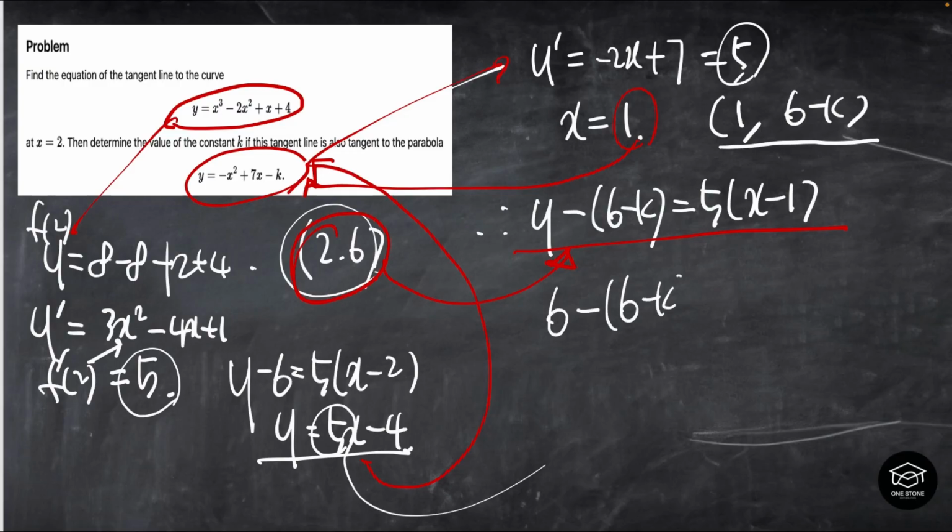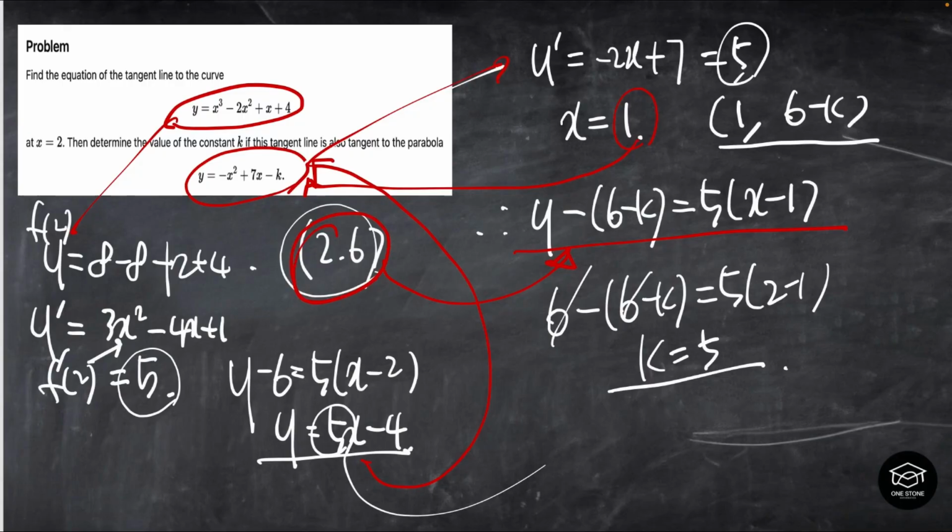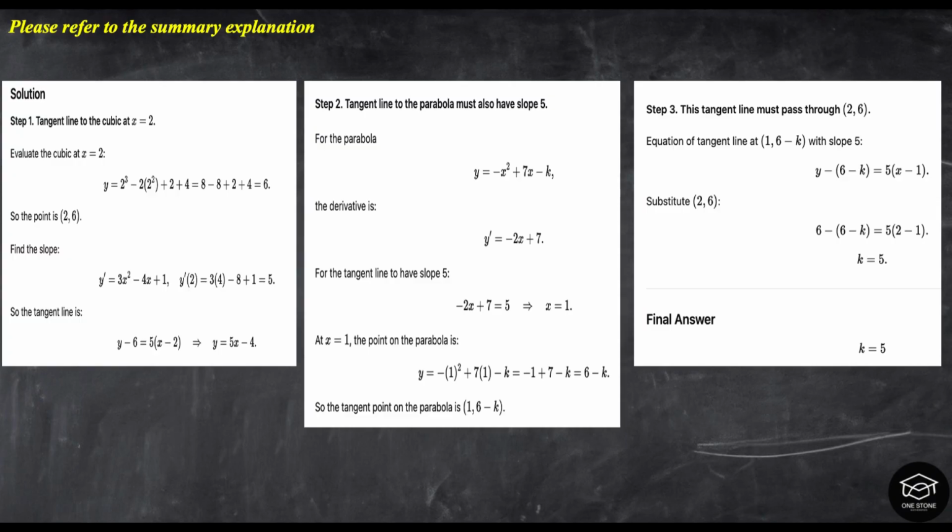We get 6 minus the quantity (6 minus k) equals 5 times (2 minus 1). Simplify the left side: 6 minus 6 plus k, which is just k. The right side is 5. So we find that k equals 5. That completes the solution, so the value of k is 5.